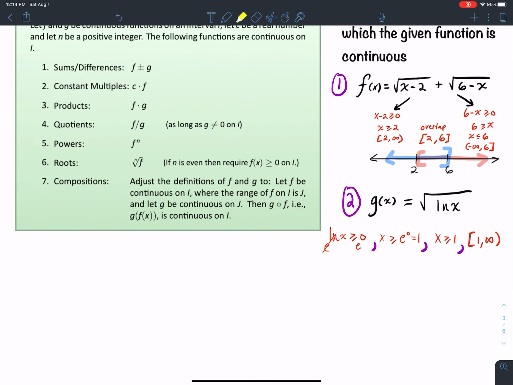So that's kind of how you work at it. We use this property a couple of times here in these problems. If n is even, I have to require f of x, this function inside the square root, to be greater than or equal to 0.